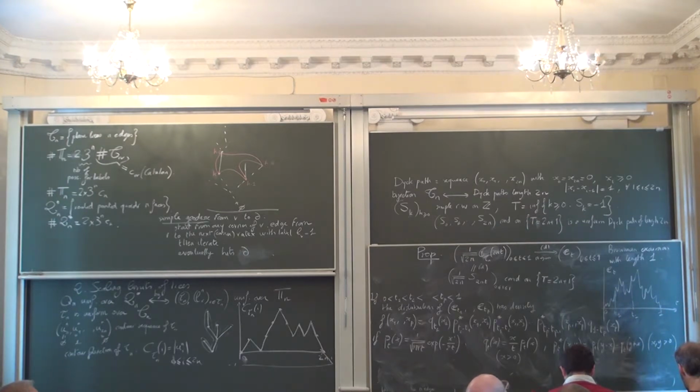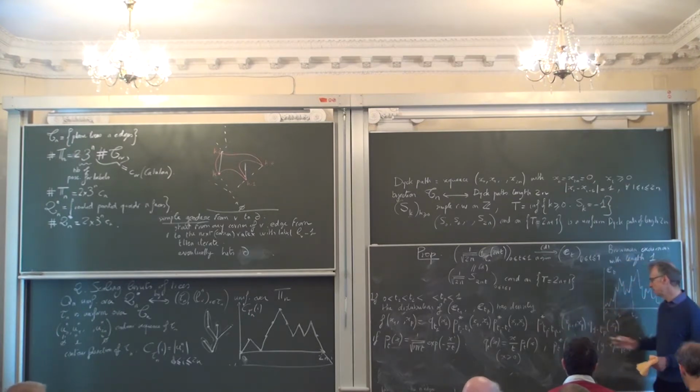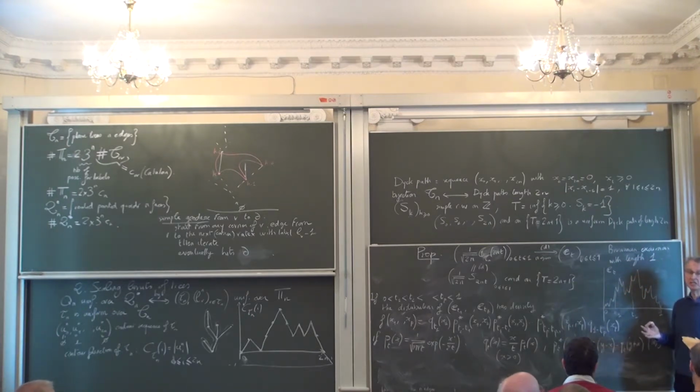Does it mean it's a Markov process or not? It's Markovian, yeah. You see it's Markovian, but it's time inhomogeneous Markovian, because the transition density depends on time.